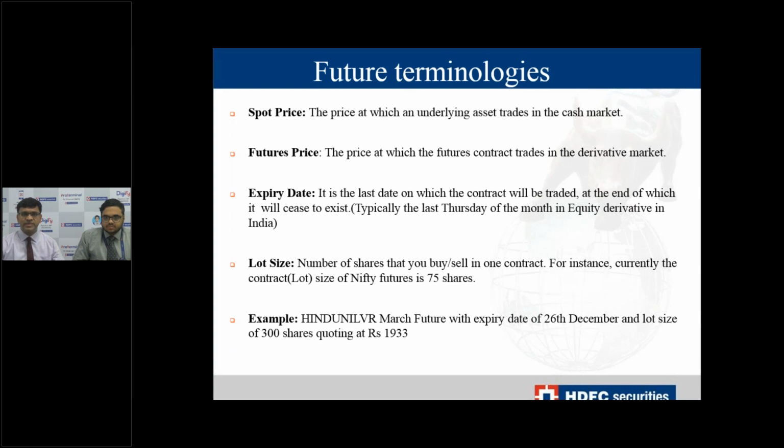Then we also have an expiry date. Each contract has an expiry date. In the Indian F&O market, the expiry date is on the last Thursday of the month. And each contract also has a particular lot size. In the case of the Nifty, one lot is 75 shares.